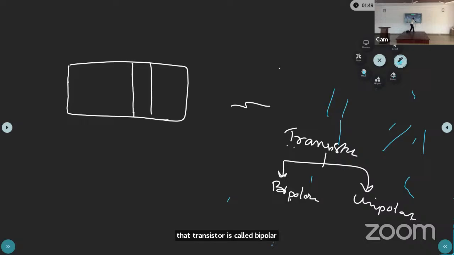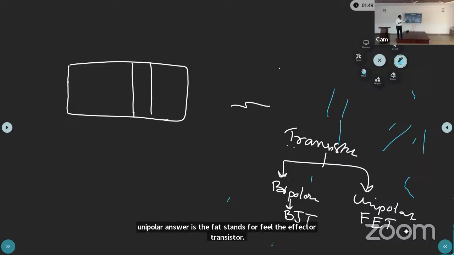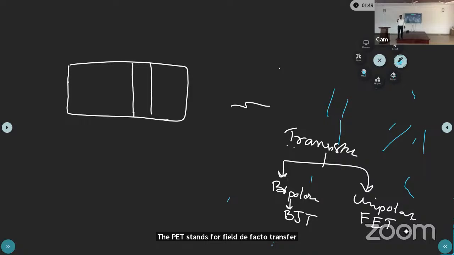So the bipolar transistor is the BJT, and the unipolar transistor is the FET. FET stands for field effect transistor, and BJT stands for bipolar junction transistor. Bipolar means two polarities of charge carriers are involved. How the two polarities are involved, we will understand in the construction and operation of the transistors.